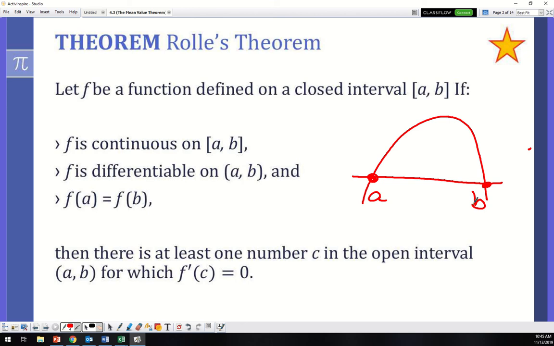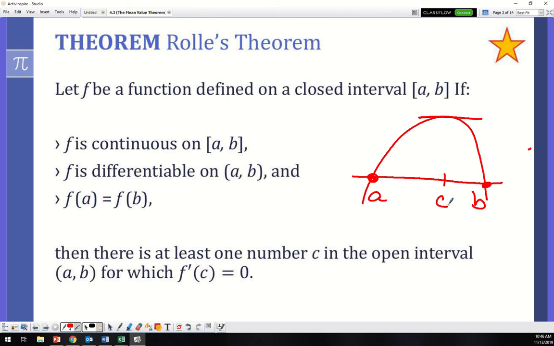Then there's at least one number, c, in the open interval from a to b, where f prime of c is going to be equal to 0. Now, what does that mean? f prime is equal to 0. Okay, it's going to be a horizontal tangent, right? So that's going to be a change. That's going to be a min or max, which is right here. That's going to be my c value.